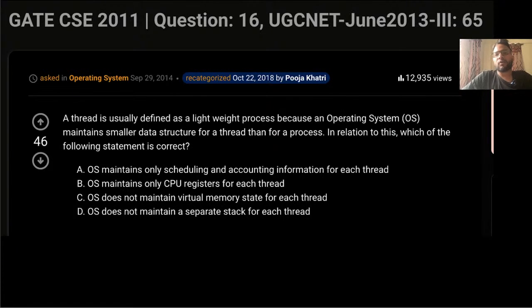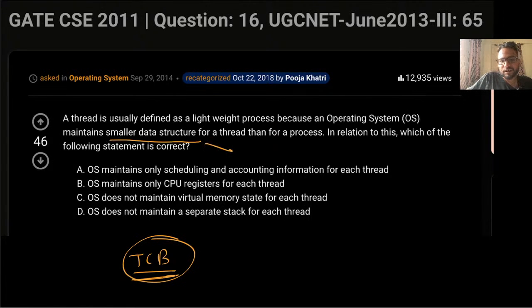They are asking about the correct option, right? Maintains a smaller data structure for the thread than the process. So basically, accounting and bookkeeping are the same. Bookkeeping means the information that you need to save for the thread, such as the current program counter and stack pointer values. This is called bookkeeping, which is in the TCB. They are talking about the TCB and the PCB. The information stored in the TCB, the thread control block, is basically the smaller data structure.